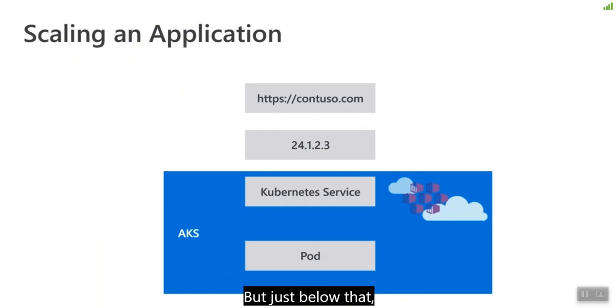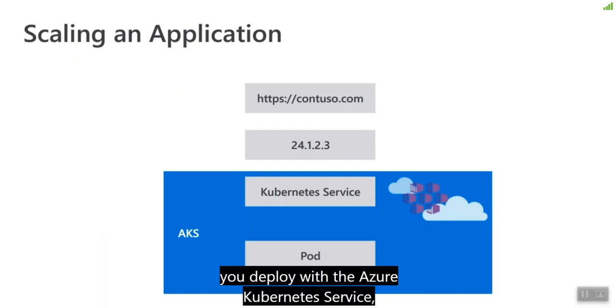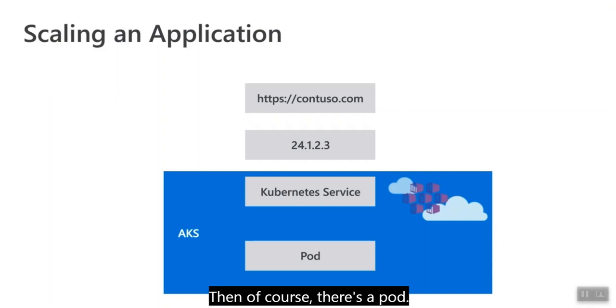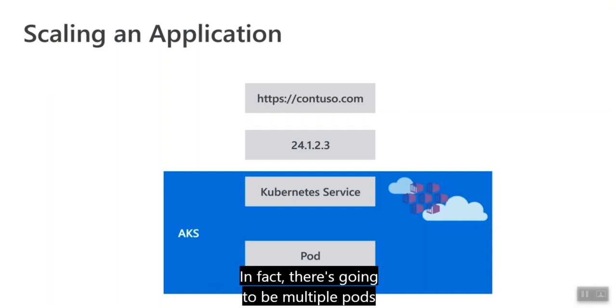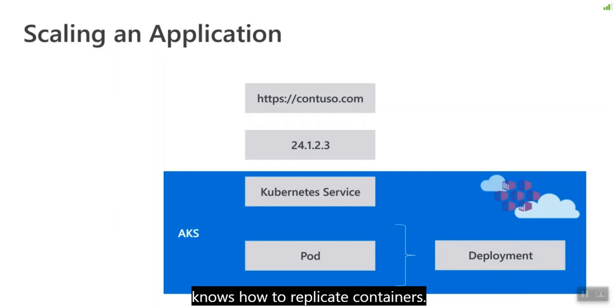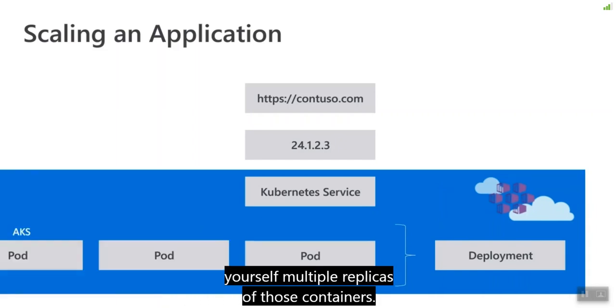But just below that, inside of your Kubernetes cluster that you deploy with the Azure Kubernetes Service, a Kubernetes service exists. That's a load balancer that's associated with that IP address. And then, of course, there's a pod. And in fact, there's going to be multiple pods that link together behind the service. And the way that this works is you use a deployment. A deployment is a Kubernetes object that knows how to replicate containers. And so you can use that deployment to give yourself multiple replicas of those containers.